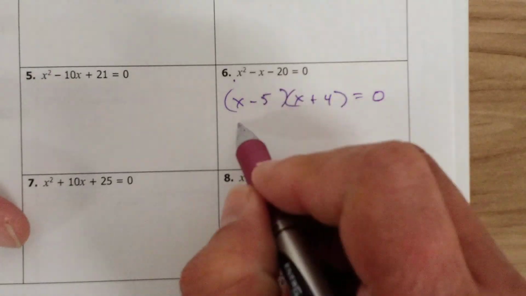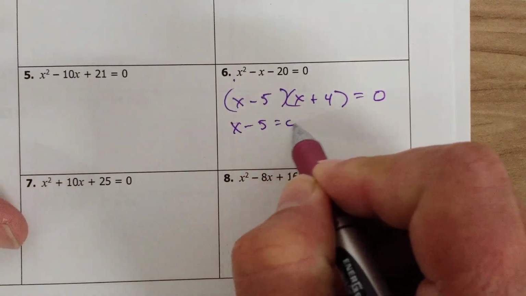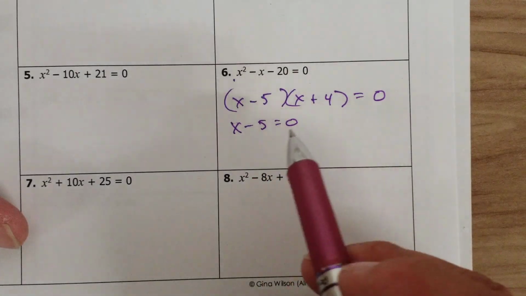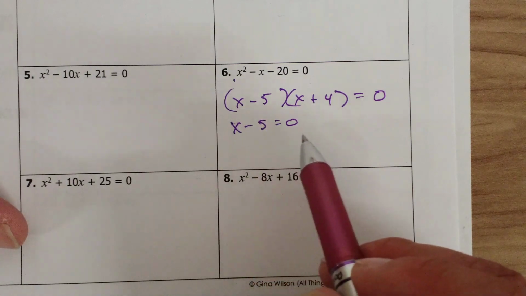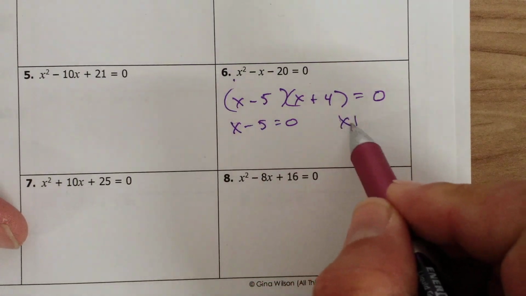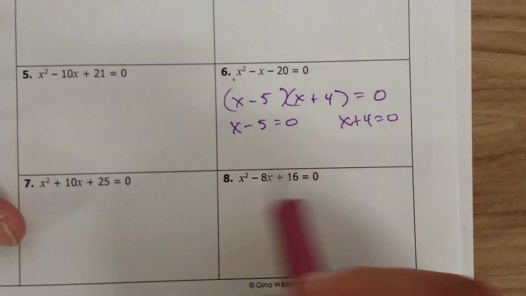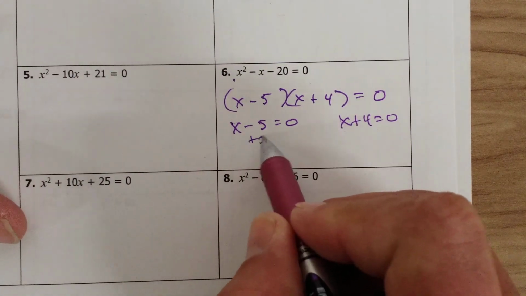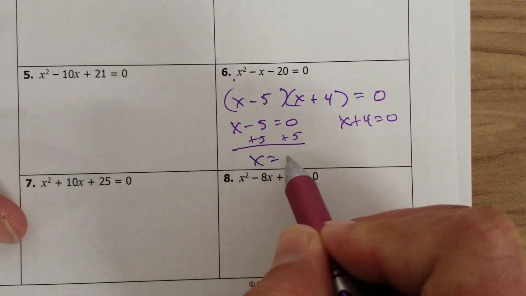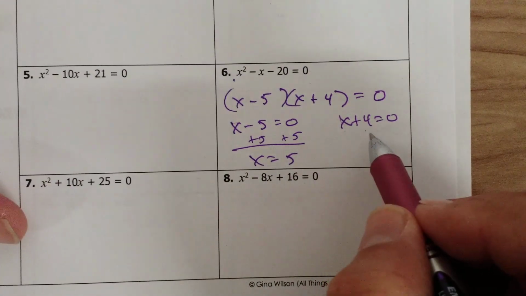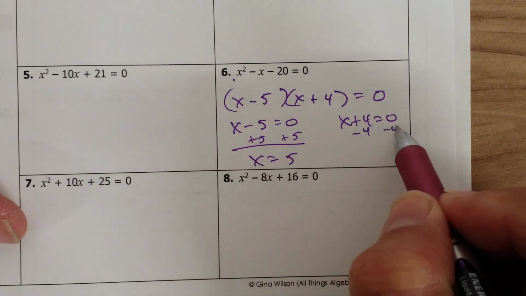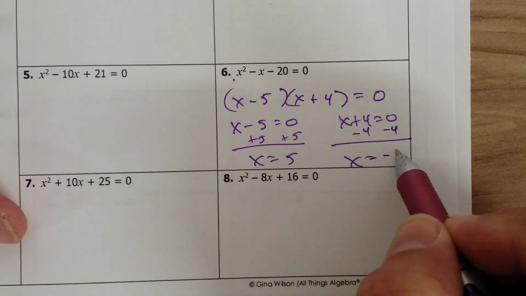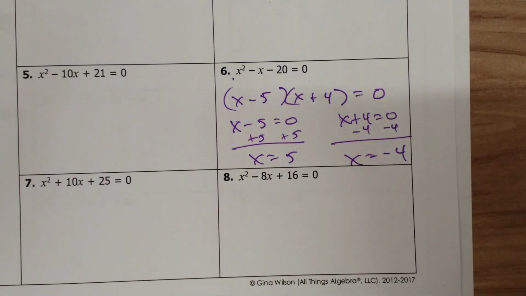So you take each of your factors and set them equal to 0 and make these little baby equations. x minus 5 equals 0, and then the other side, x plus 4 equals 0, and then you solve both of these. Well, I can get rid of that minus 5 by adding 5 to both sides. So I get x equals 5. I get rid of this plus 4 by subtracting 4 from both sides, and I get x equals negative 4.